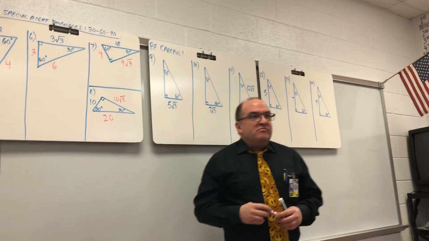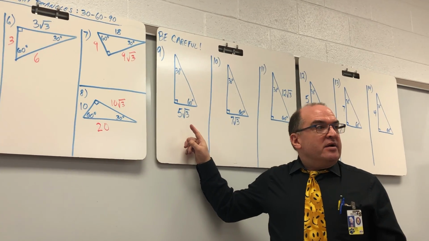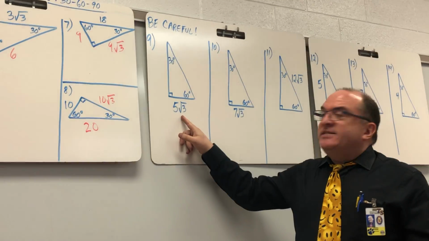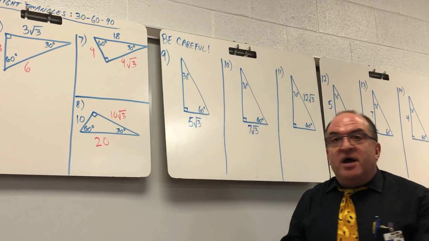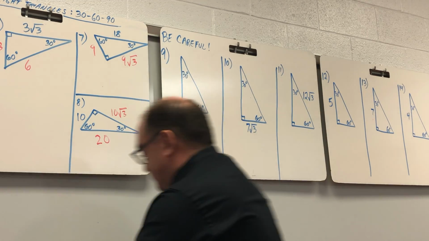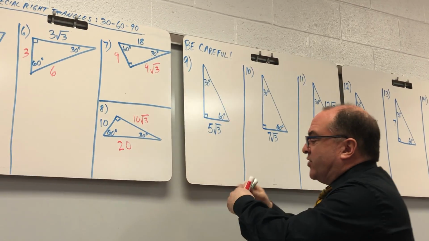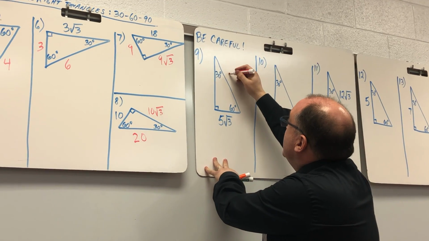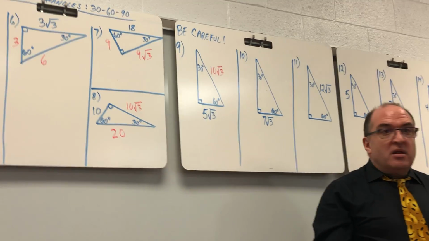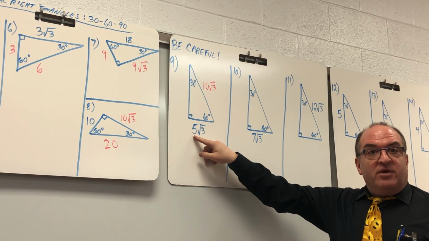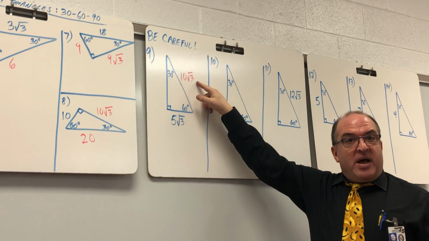Now, don't let this confuse you, okay? Here's where I want you to be careful. What if I tell you the bottom is 5 square root of 3? Then the hypotenuse would be 10 square root of 3, right? Does that make sense so far? Because I double it. I'm always doubling this number to get the hypotenuse.